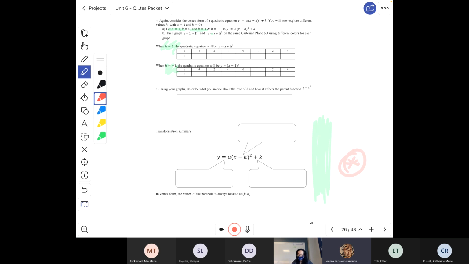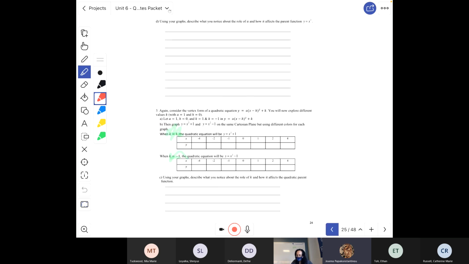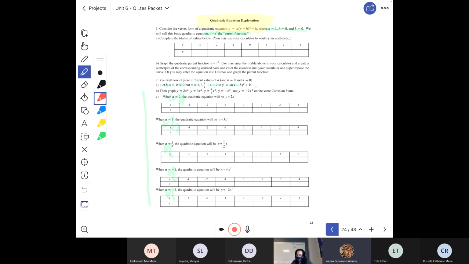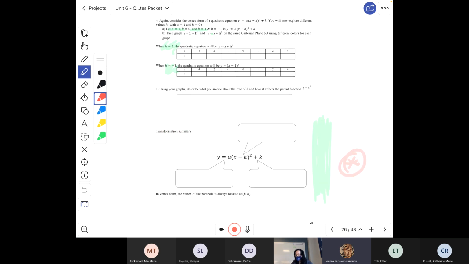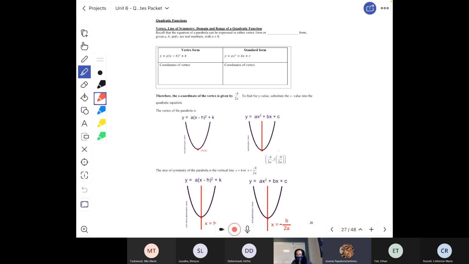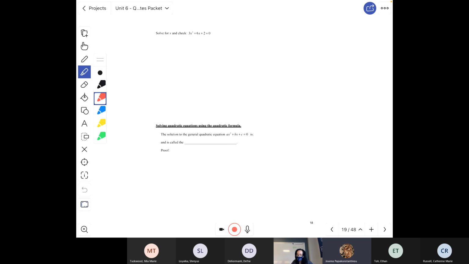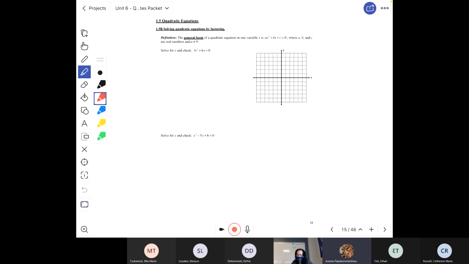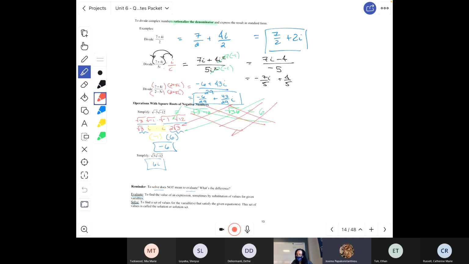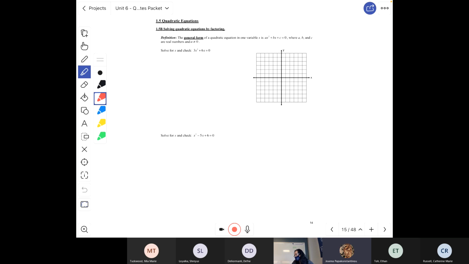Yes, where is it in the notes? Can't find it. 24, no, 23. Right here. Actually, we have different numbers. You have different numbers. Well, there it is. Quadratic equations exploration. So do those three pages as just an exploration, and then we'll do 1.5 B and C notes in class on Thursday.